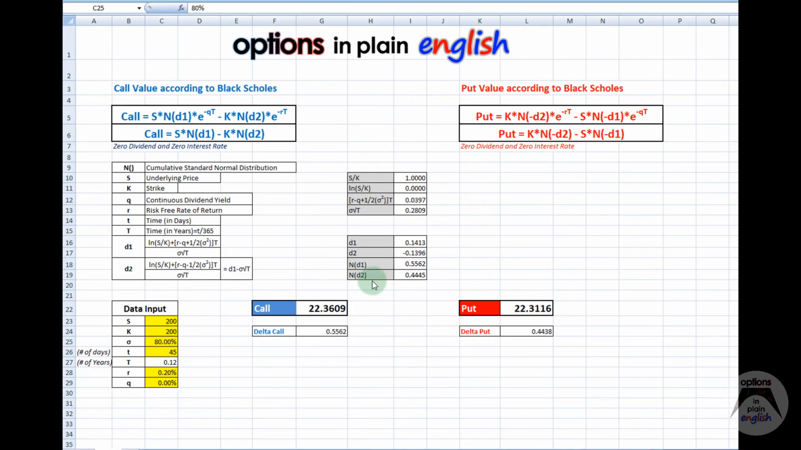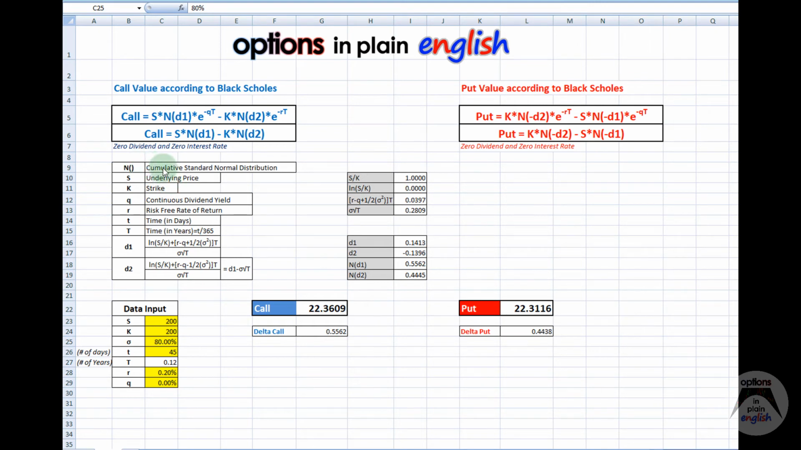Okay, so we're back, and in this case I'm using Microsoft Excel, an Excel spreadsheet, to develop these formulas. So as you can see, these are the formulas that we just took a look at. Strike price, the stock price, N of D1 times E to the minus QT, minus K times N of D2 times E to the minus RT. For the put it's something similar, but just with the signs inverted. And if you have zero dividends and zero interest rate, then they're simplified, but we're not going to use the simplified version. We're going to use the full version. So we have all the different variables here.